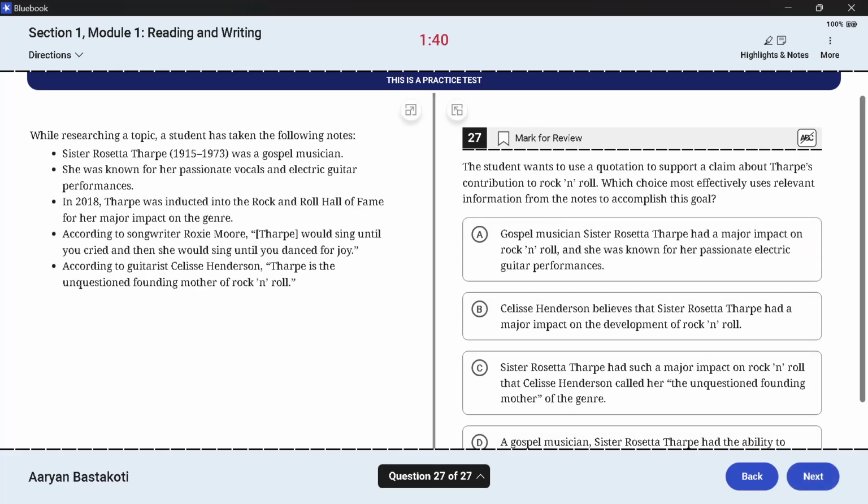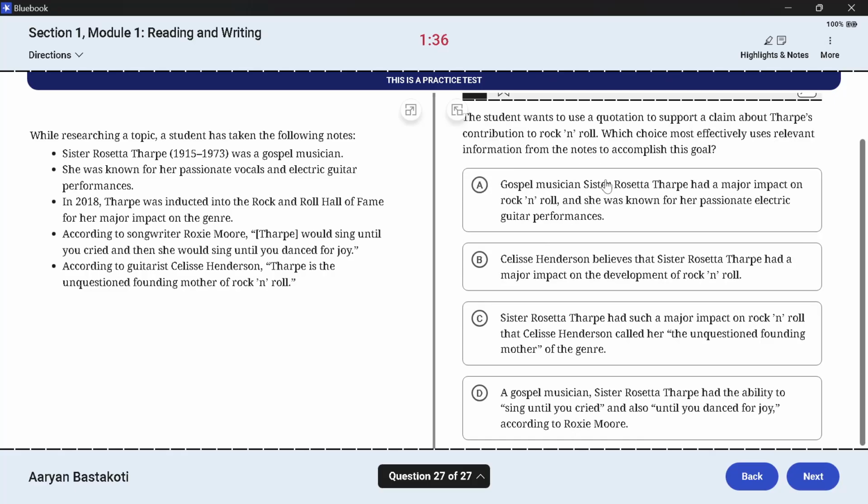The student wants to use a quotation to support a claim about Tharpe's contribution to rock and roll. We need to see a quotation. Gospel musicians, Tharpe had major impact on rock and roll, and she was working. Okay, this does not use a quotation. Celeste Henderson believes that Sister Rosetta Tharpe had a major impact on the development of rock and roll. Does not use a quotation.